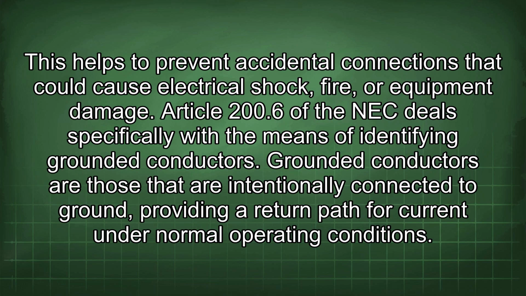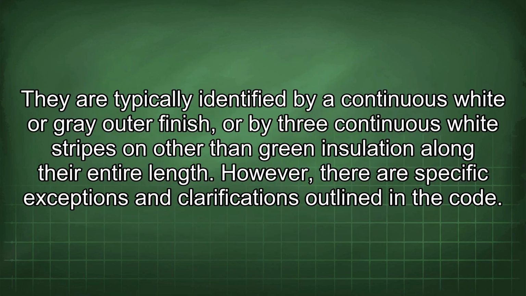Article 200.6 of the NEC deals specifically with the means of identifying grounded conductors. Grounded conductors are those that are intentionally connected to ground, providing a return path for current under normal operating conditions. They are typically identified by a continuous white or gray outer finish, or by three continuous white stripes on other than green insulation along their entire length. However, there are specific exceptions and clarifications outlined in the code.